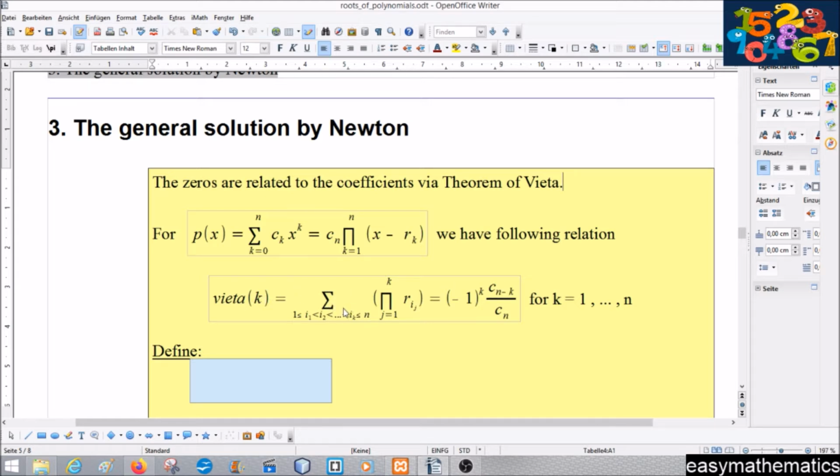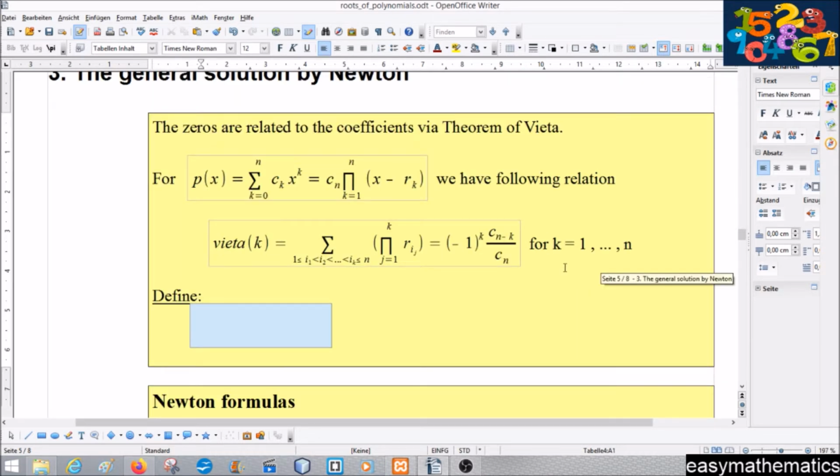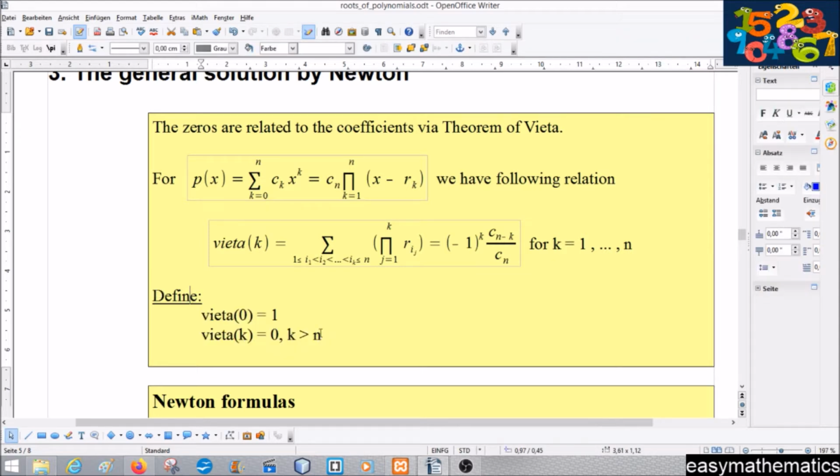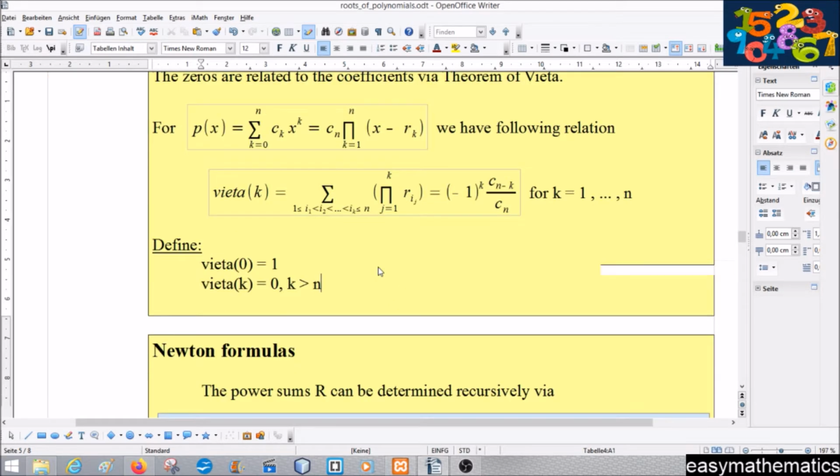This is this crazy looking sum. But if you know about Vieta, then this is not a big deal. If you do not know, you can check the Vieta theorem yourself. It's really obvious in my opinion, not so special a formula. We define here also Vieta of 0 is 1 and Vieta of k is 0 if k is greater than n. Okay, this is a useful definition for higher power sums, as we will see.